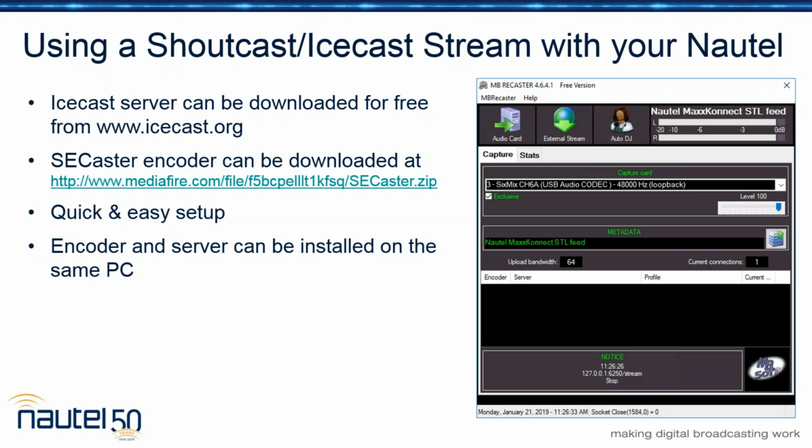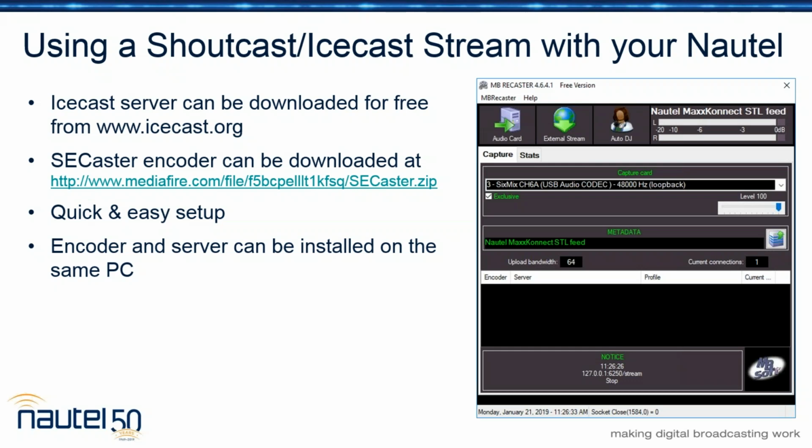Then the encoder that we found works the best with this is SE Caster, which is short for Sound Empire Caster. Ignore the graphic. That was a different encoder that we tried that has some bugs. But SE Caster can be downloaded from the link on your screen. As I said, it's a relatively painless, quick and easy setup. And the cool thing about it is the encoder and the server can both be installed on the same PC. So you don't have to worry about setting up multiple PCs on your network and daisy chaining the audio together and things like that.